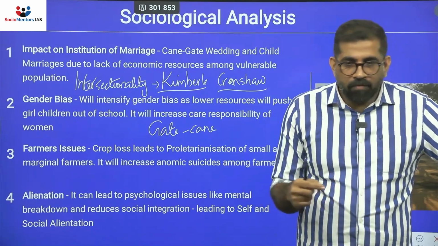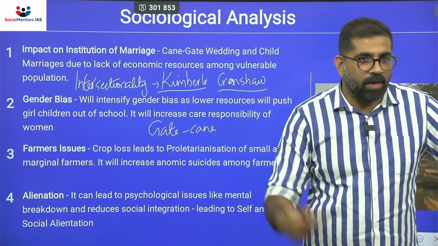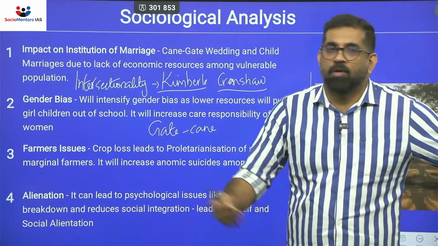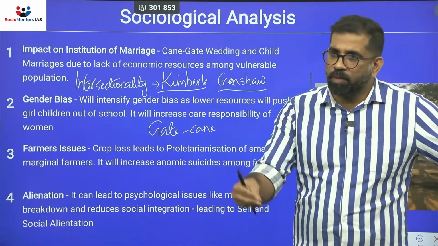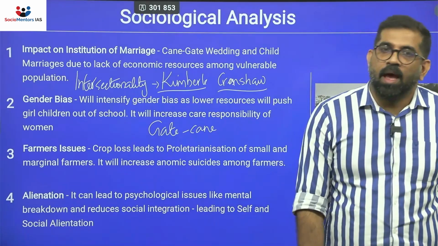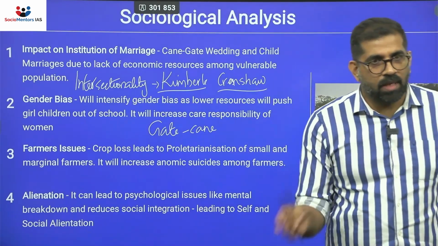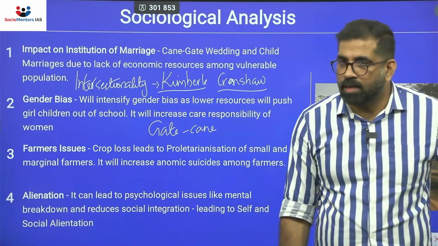Now, in order to have a couple, in order to have a spouse, they arrange a quick wedding. That wedding will take place in maybe one or two days. There will not be any elaborate celebrations. Very few people will be attending the function and the wedding will take place. Soon after the wedding, as a couple, they will go to these cane farms and work as cane cutters.